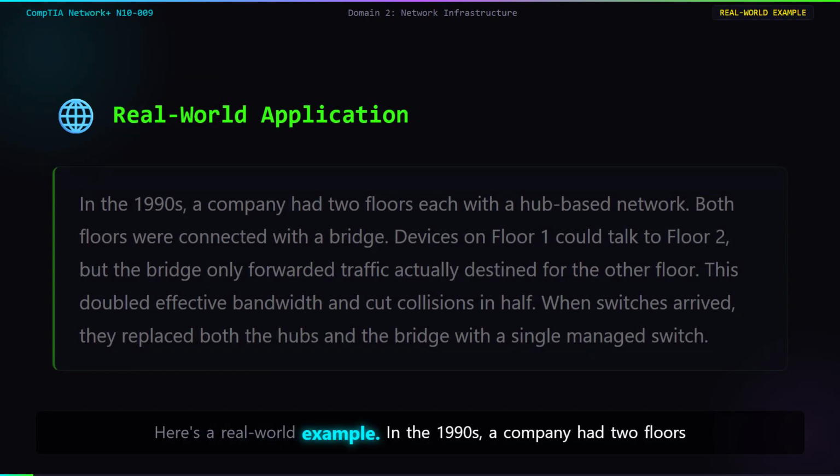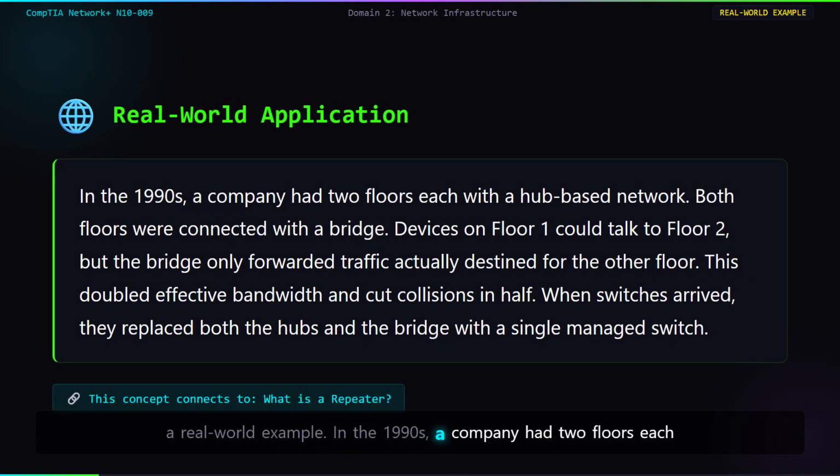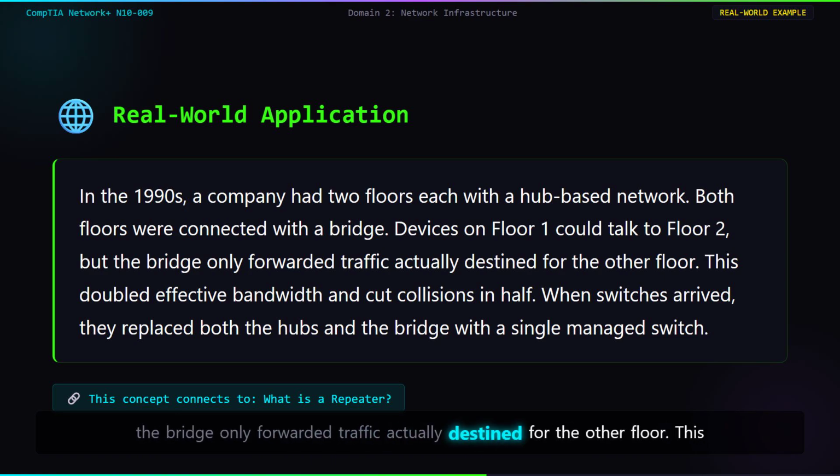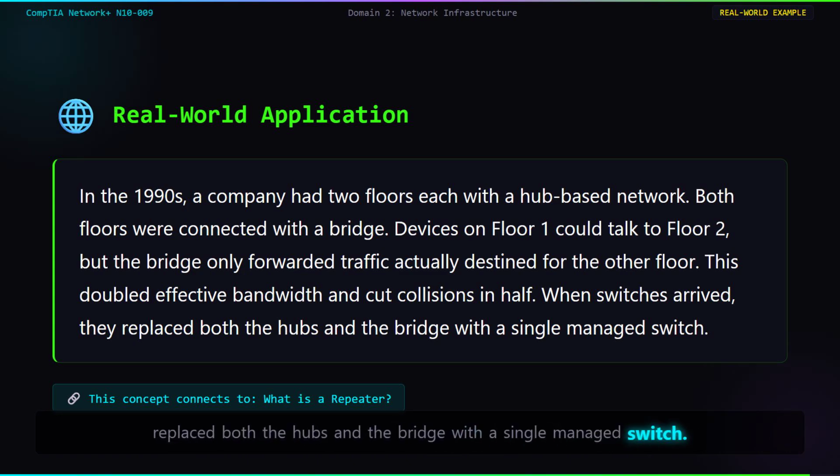Here's a real-world example. In the 1990s, a company had two floors each with a hub-based network. Both floors were connected with a bridge. Devices on floor 1 could talk to floor 2, but the bridge only forwarded traffic actually destined for the other floor. This doubled effective bandwidth and cut collisions in half. When switches arrived, they replaced both the hubs and the bridge with a single managed switch.